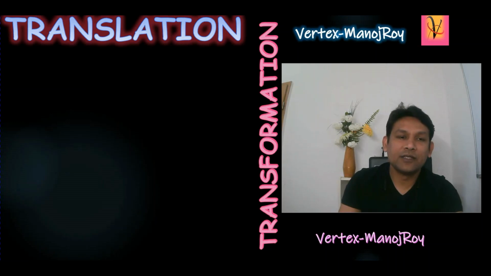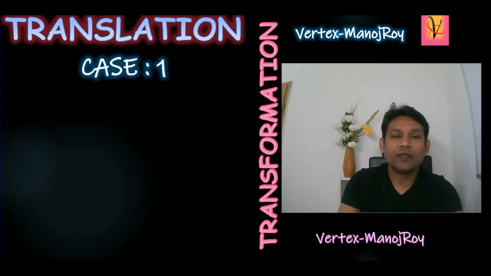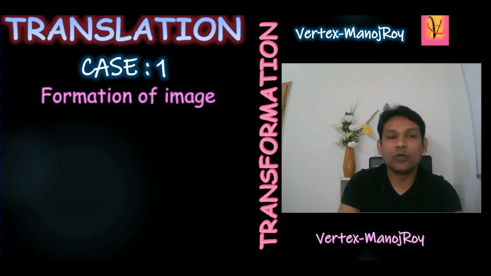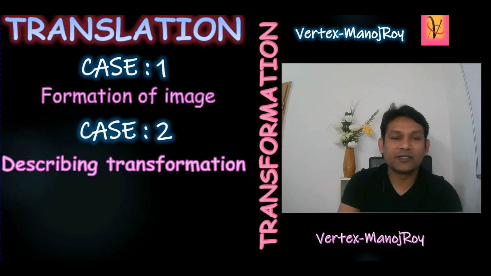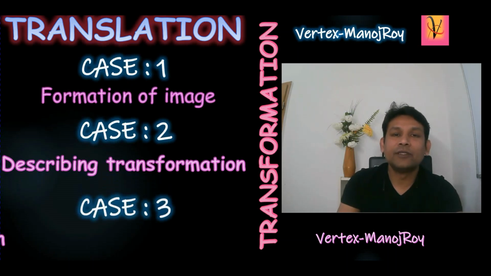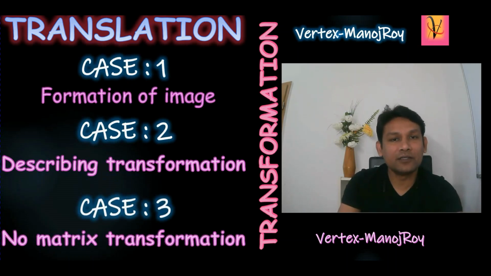Today we are doing translation, the one type of transformation. This is easier than other transformations. I hope that you will find it easy. We have about three cases. Case 1 is normally the formation of the image. Case 2 is about describing the transformation. But there is no case in translation as a matrix transformation. So we are doing just two cases, case 1 and case 2.